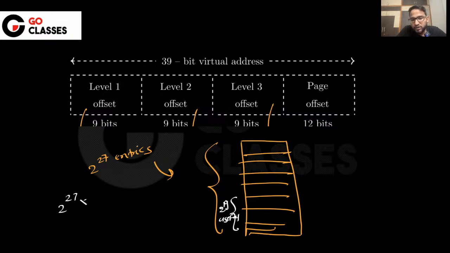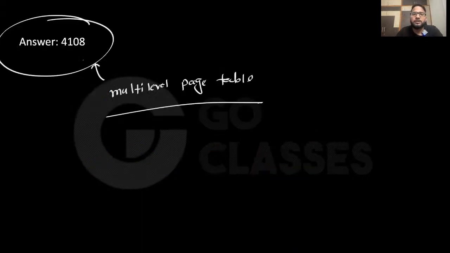Which means 2 power 27 into 8 bytes, which is 2 power 3, so 2 power 30 bytes you need to maintain, which is 1 GB. So using the flat level page table, you need to maintain 1 GB, and using the multi-level page table, only these many kilobytes, right? See how big is 1 GB and how small is this many kilobytes. So that's the benefit of using multi-level paging. It actually reduces the size of the page table because you only store what is needed, right? Okay, I hope you understood.